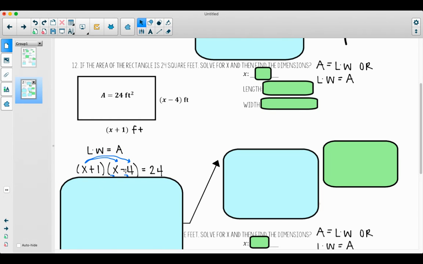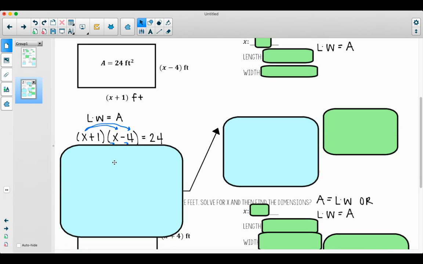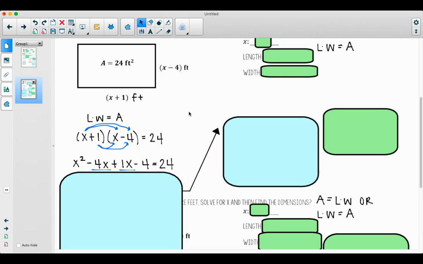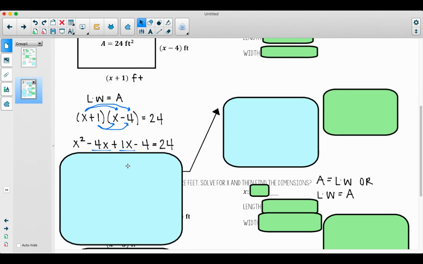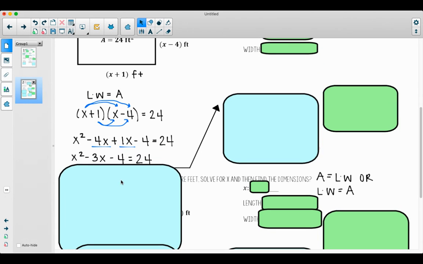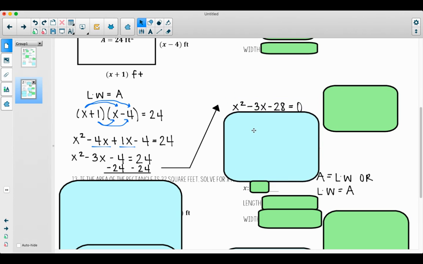I'm now going to multiply this binomial times binomial, which I can do with the box method, or I'm just going to distribute, giving me x squared minus 4x plus 1x minus 4 is equal to 24. The next thing I did was I combined like terms. So now I'm looking at x squared minus 3x minus 4 is equal to 24. Whenever I see this x squared, I need to solve by factoring. So those steps again, set equal to 0. So here I go subtracting the 24. Now I see that I have x squared minus 3x minus 28 is equal to 0.